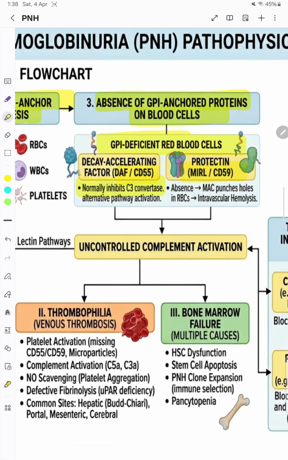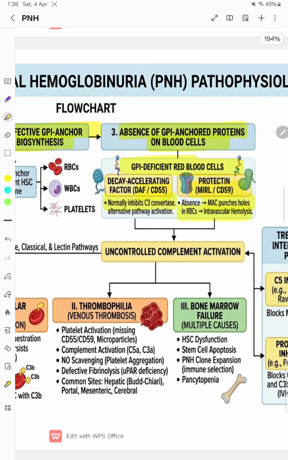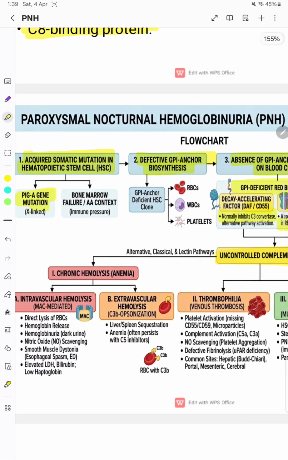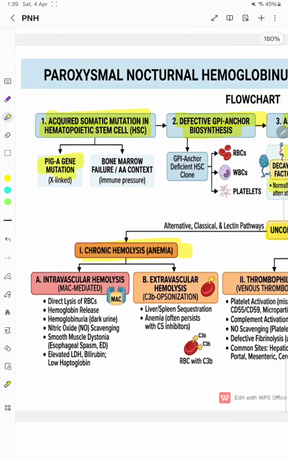CD59 normally inhibits the formation of the membrane attack complex. Whenever CD59 is deficient in PNH, there will be an excessive activation of the membrane attack complex, and this causes holes in the RBC and results in intravascular hemolysis. As we have discussed, due to the decreased GPI-anchored proteins CD55 and CD59, there will be uncontrolled complement activation. This will result in chronic hemolysis.